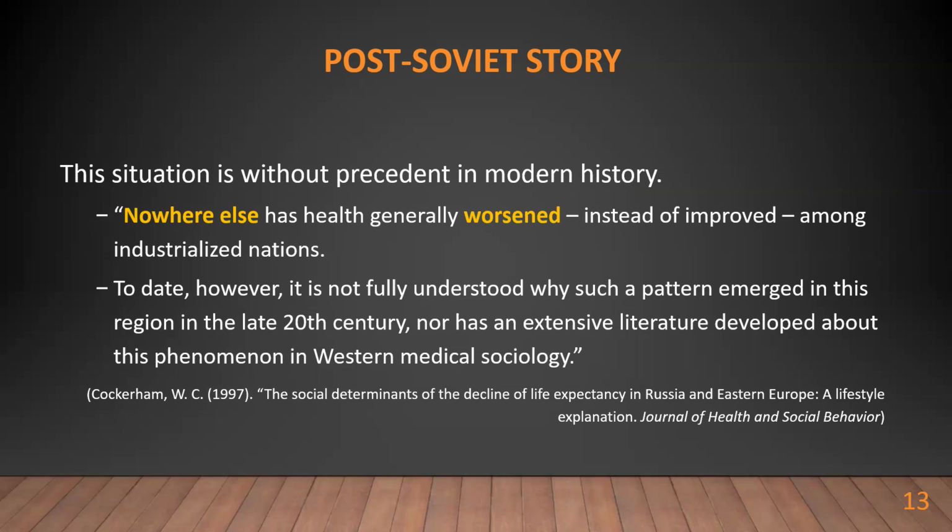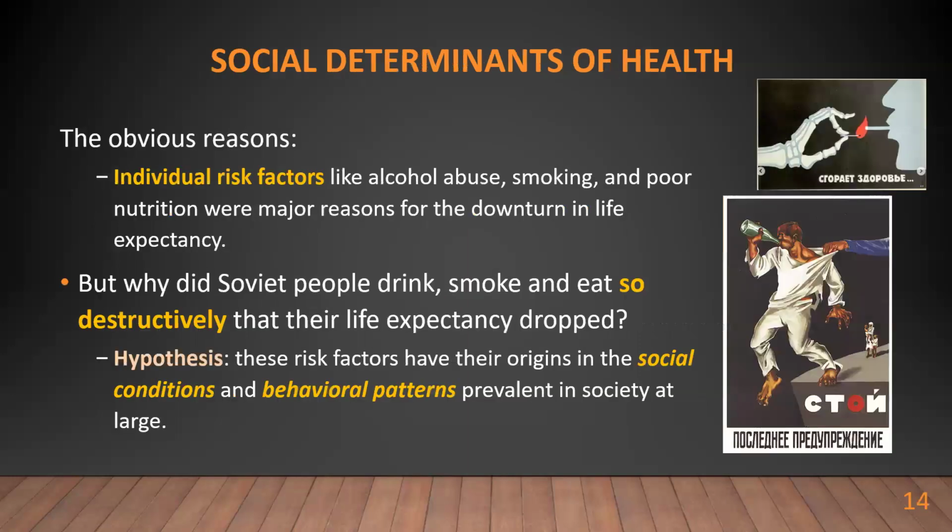To date, Cockerham writes, it is not fully understood why such a pattern emerged in this region in the late 20th century, nor has an extensive literature developed about this phenomenon in Western medical sociology. And of course, if one states something like this, then the rest of the book is the way of how he deals with it. And that's what we're going to do right now. We're going to follow through Cockerham's hypothetical explanations of why the life expectancy dropped so dramatically for the men.